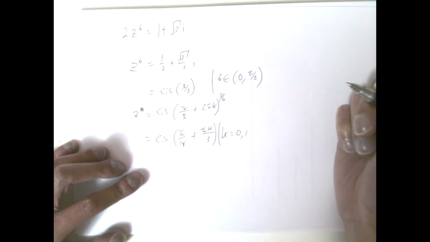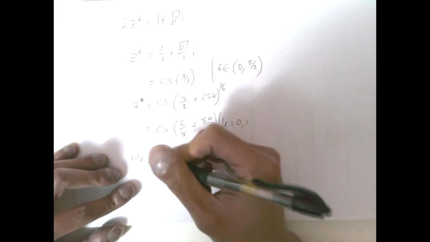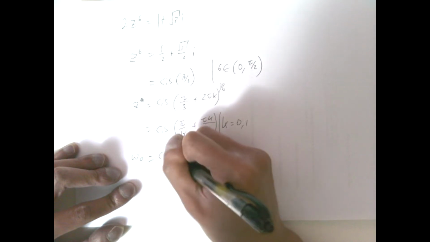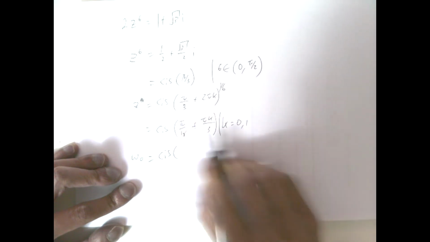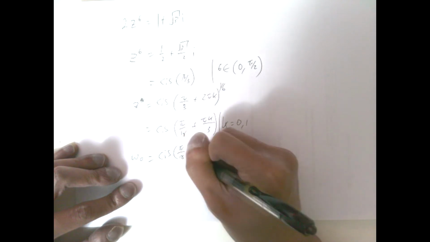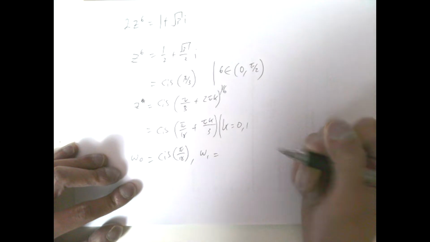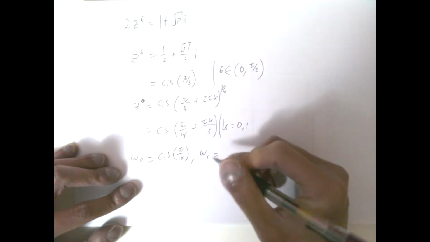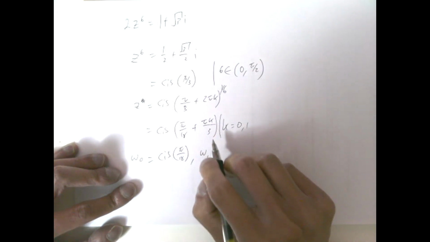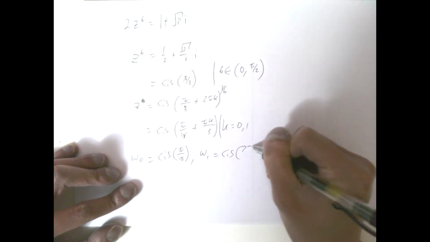Now, all we need to do is solve for the roots, where omega 0 is going to be cis, and if we put 0 into this k, we only get pi on 18. And omega 1 is going to be, if we put 1 into this equation, pi on 18 plus pi on 3, which is going to equal cis 7 pi on 18.